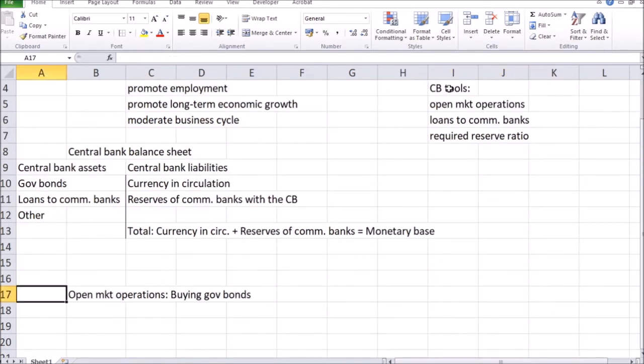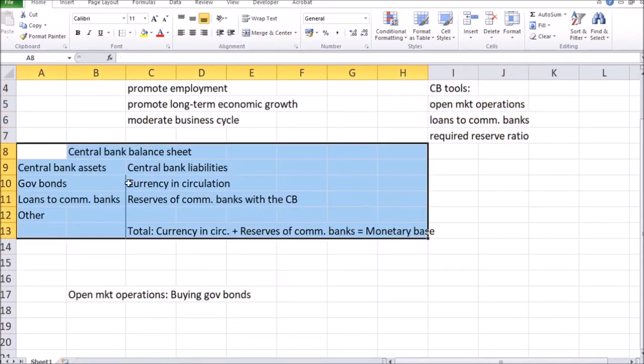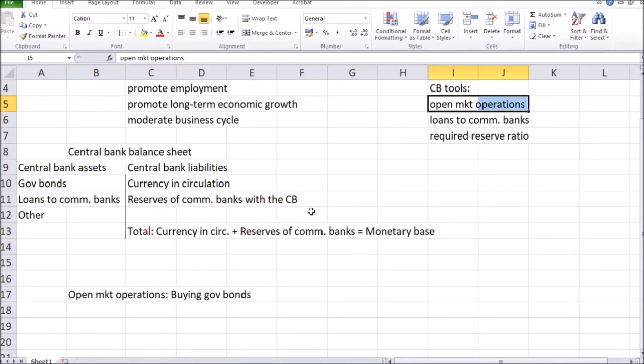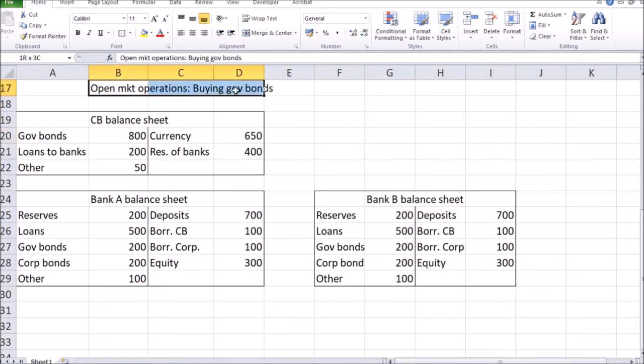Next, let's throw in some numbers and have a look at a couple of numerical examples of what exactly happens to the central bank balance sheets and the balance sheets of commercial banks when the central bank uses these open market operations to either buy government bonds or to sell government bonds. So let's start with buying government bonds, increasing money supply, increasing liquidity in the economy.